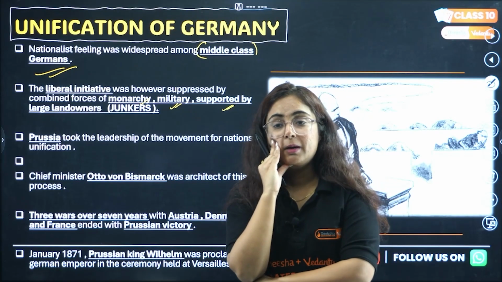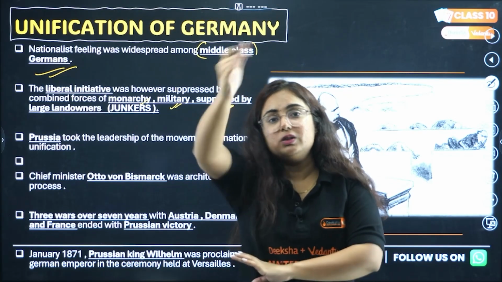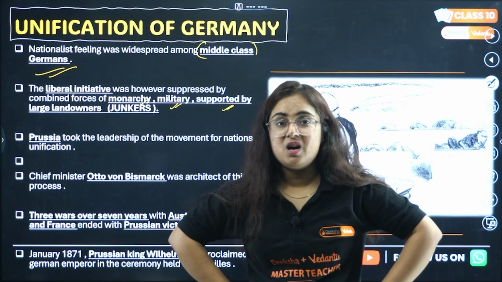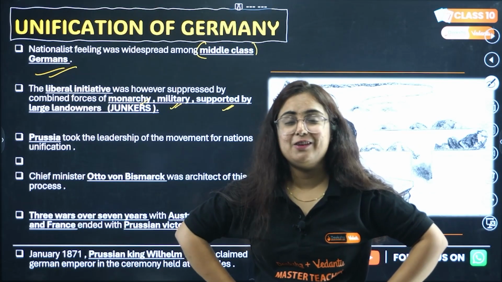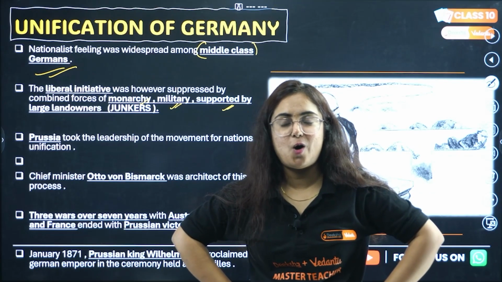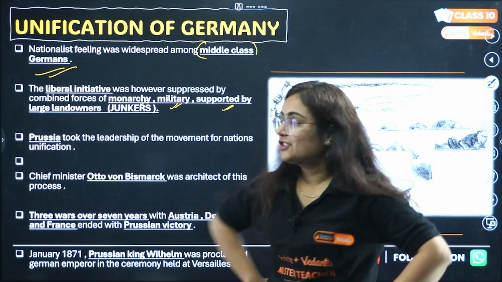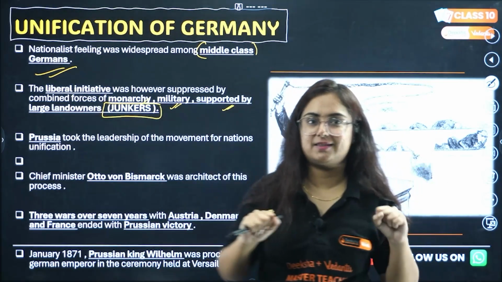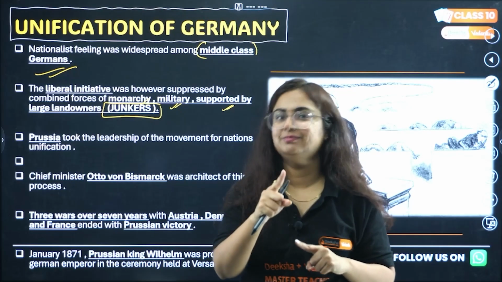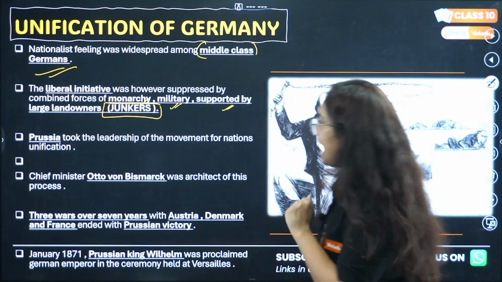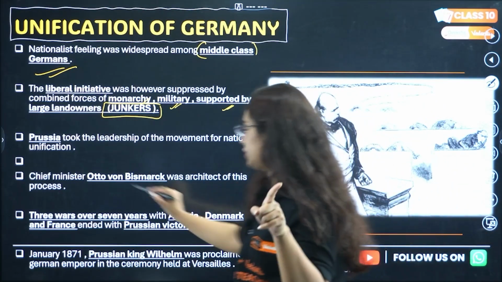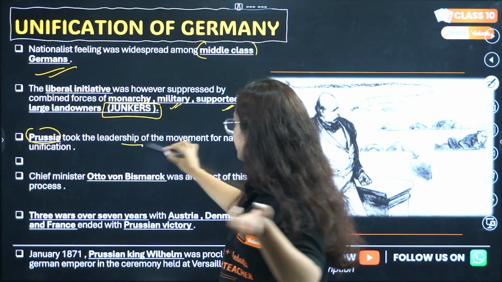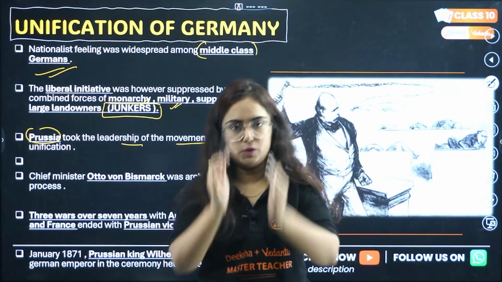Why so? Large landowners knew this from day one: if power went into the hands of the people, we would have to sacrifice the land which we are occupying illegally. So these large landowners were referred to as Junkers. Junkers, MCQ. Okay. So what happened, bacha? Obviously, Prussia took the leadership of the movement for national unification.